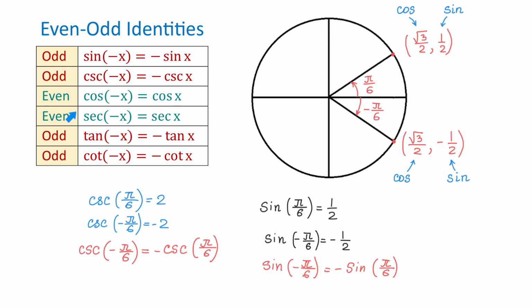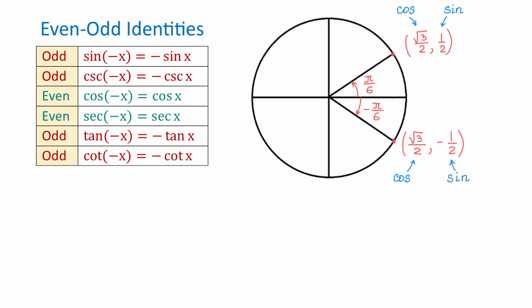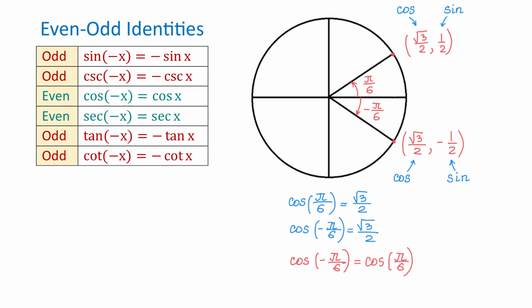Now let's talk about the cosine function. Cosine of pi over 6 is square root of 3 over 2, and cosine of negative pi over 6 is also square root of 3 over 2. Then we can write that cosine of negative pi over 6 is equal to cosine of pi over 6. So again, cosine of negative pi over 6 is equal to cosine of pi over 6, and that is what we have here in the table. Cosine of negative x equals cosine of x.